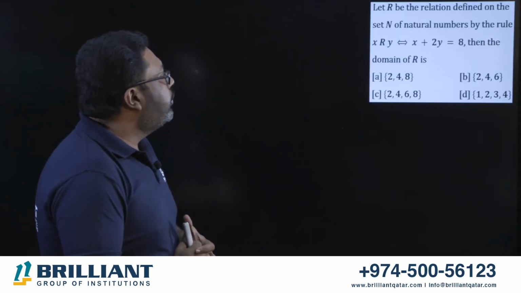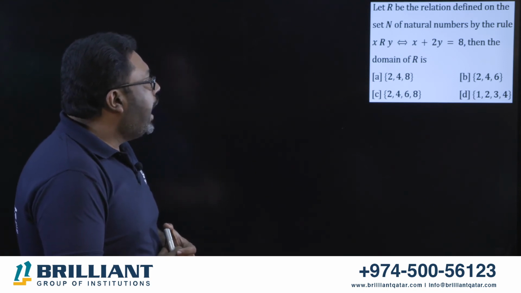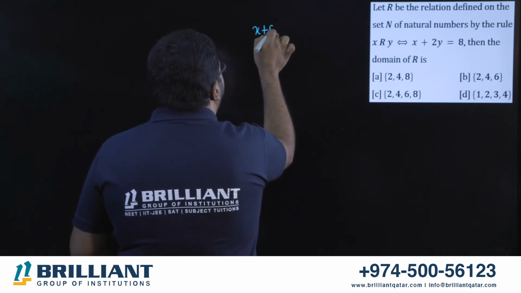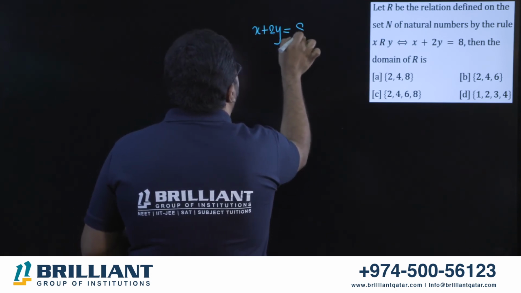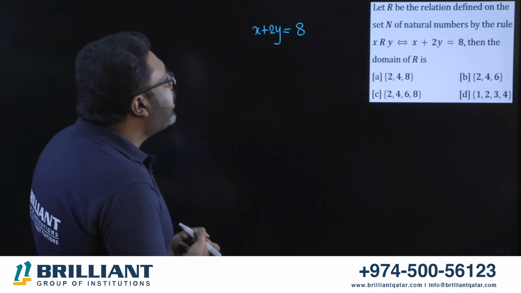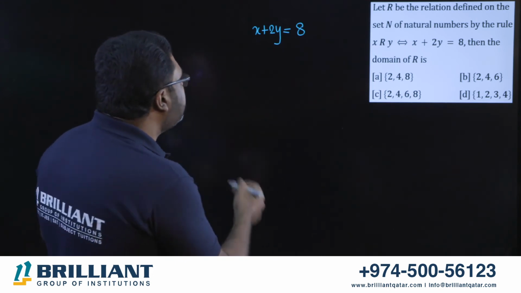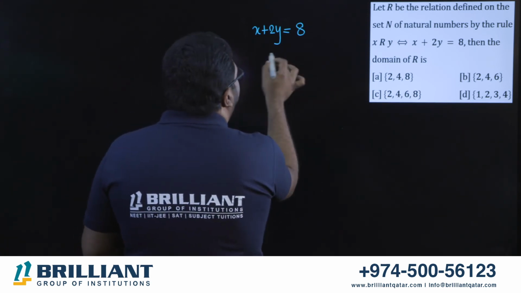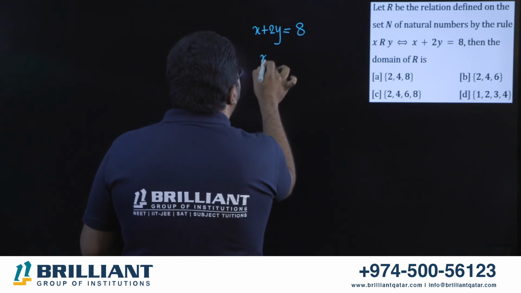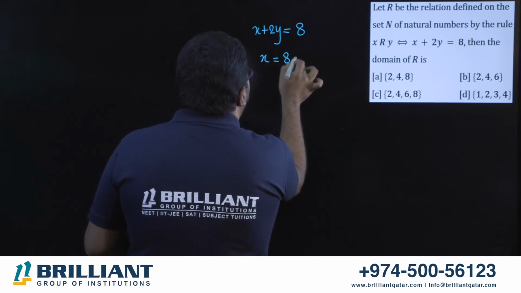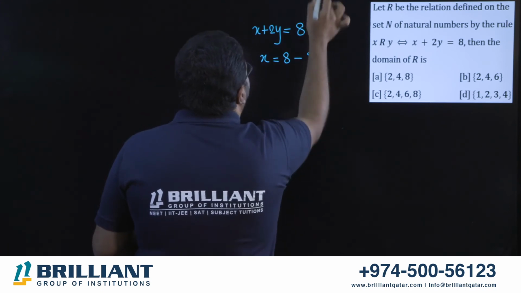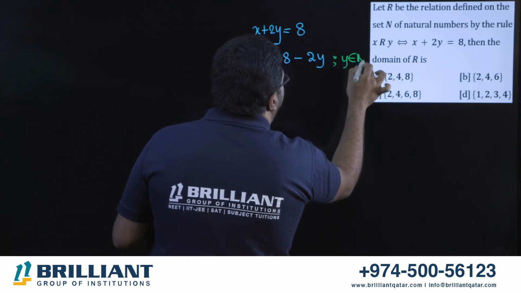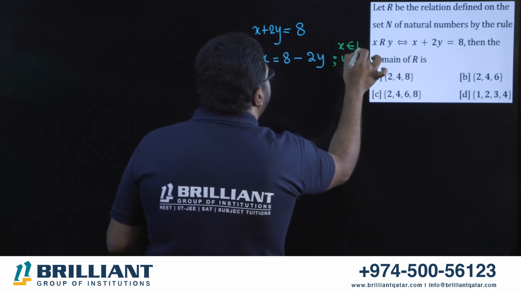Let R be the relation defined on the set N of natural numbers, by the rule x plus 2y is equal to 8. The relation between the numbers x and y is x plus 2y is equal to 8. Then what is the domain of R? Domain means I want the value of x which makes the answer 8 for a value of y. So x is equal to 8 minus 2y. And remember, it's defined on the set of natural numbers, so y is a natural number and x is also a natural number.